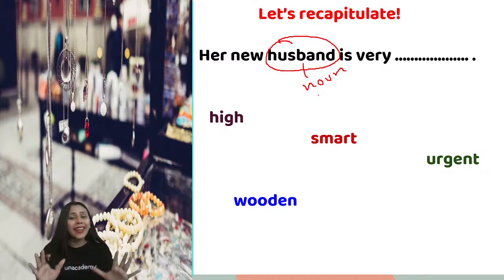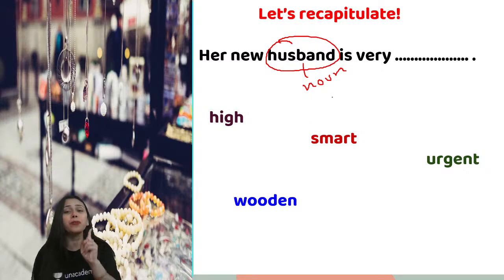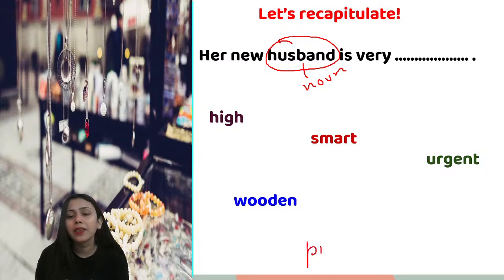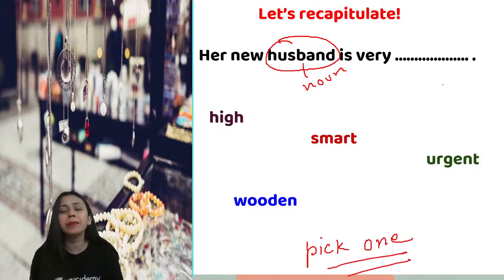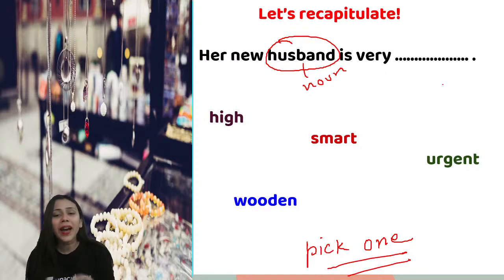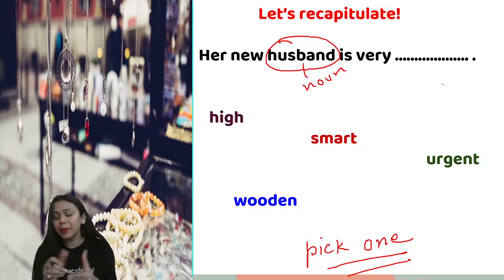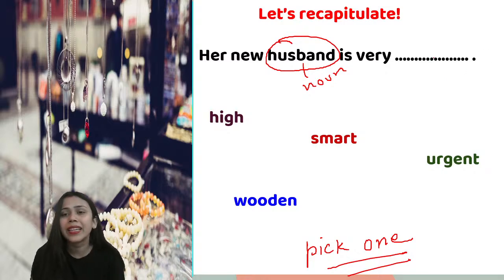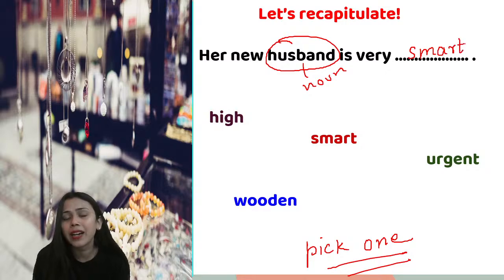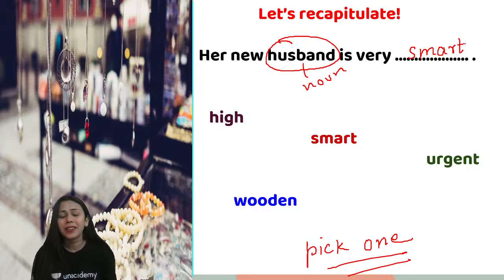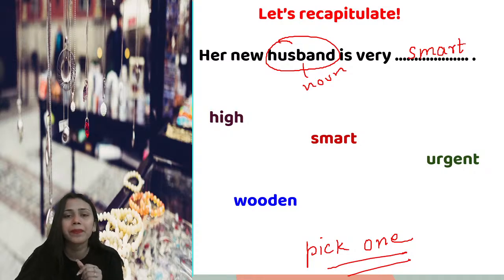No, you don't have to arrange. आपको arrange नहीं करने. You have to pick one. Okay? Pick one. आपको एक pick करना है. For the given blank. Whichever you find sounds correct for the given blank, that you have to pick. आप बोल के देखो इसमें से कौन सा आपको उस blank के लिए सही लग रहा है, उस noun के लिए सही लग रहा है. Describing word. Smart. Very good. Yes. So that's the correct describing word for the given noun. Smart. Her new husband is very smart. Okay, very good. Excellent. Now the next one.